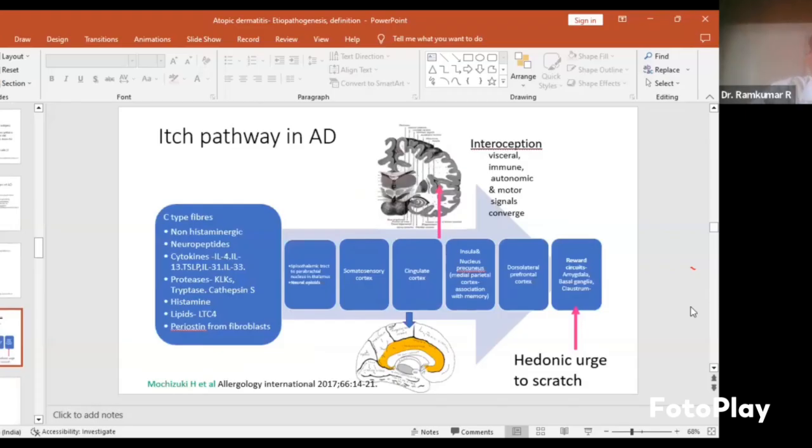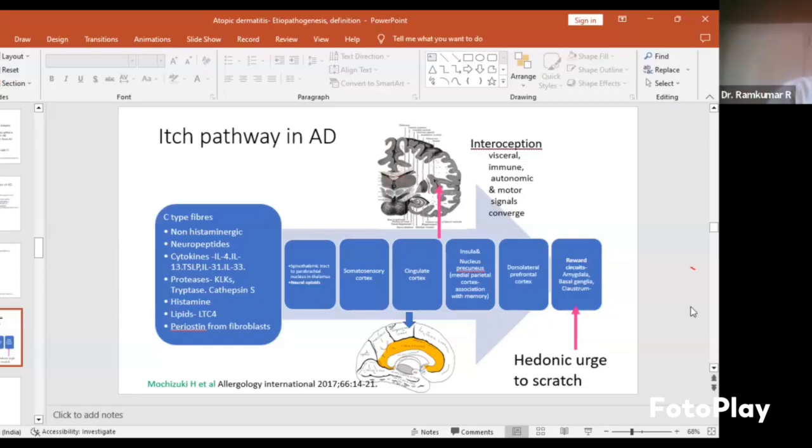So this is the last slide. Please look at the itch pathway. There are so many cytokines involved. There are so many proteases involved. There are so many neuropeptides involved. And periostin, another very important substance, which is produced by the fibroblast. So please, we have to be very careful to understand the pathogenesis fully. So fibroblasts have got a role.